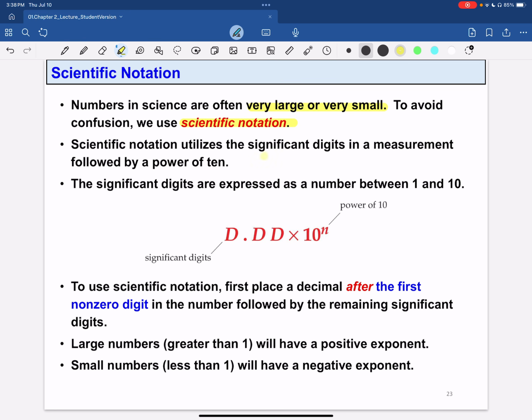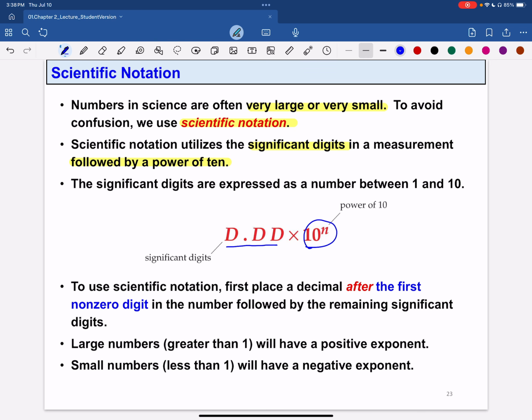Scientific notation uses a significant digit in a measurement followed by a power of 10. So scientific notation will have two parts. The first part is the significant digit. The second part is the power of 10. To write scientific notation, you will first place a decimal after the first non-zero digit in the number, followed by the remaining significant digits.